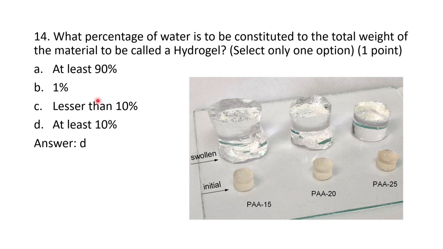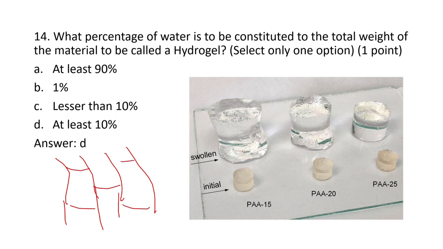Okay, I'll explain. So PA 15, 20 and 25 are different concentrations of cross-linkers that are used in the particular gel. When you are using a lower concentration of cross-linker and you are able to form a hydrogel, the hydrogel network will be less dense. If this is a hydrogel network and you are using only 15% of cross-linker, it will be like this. There will be a lot of space for it to absorb water and swell.